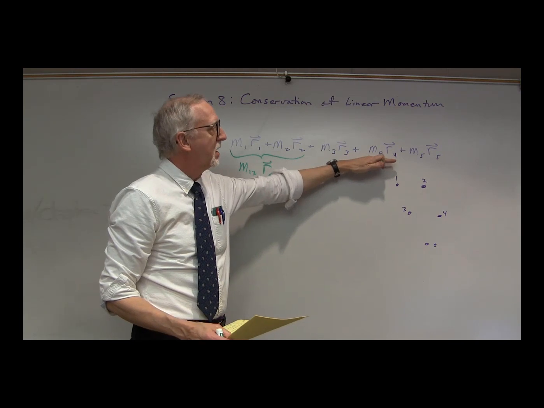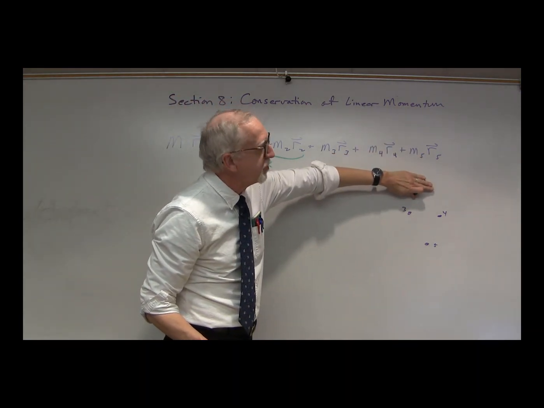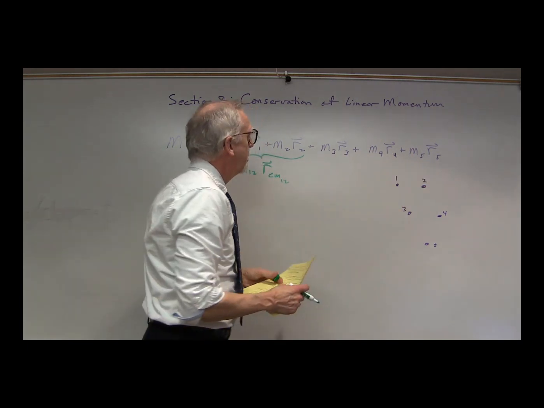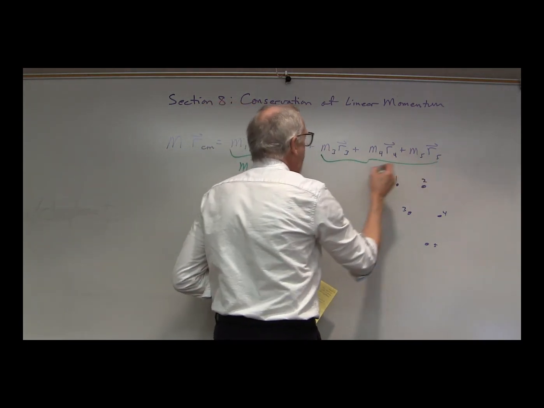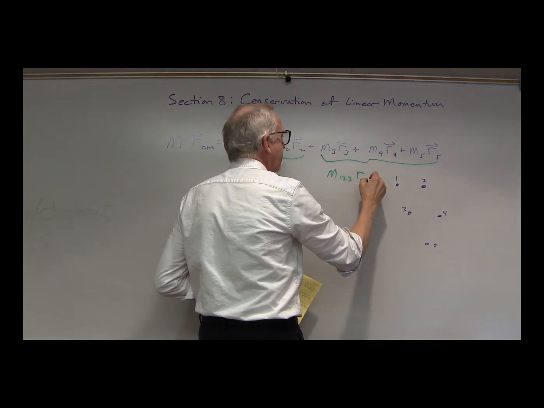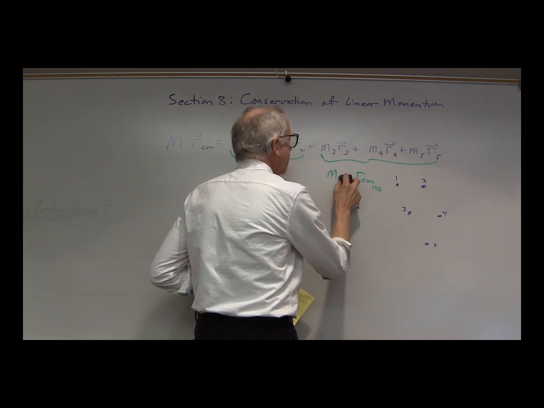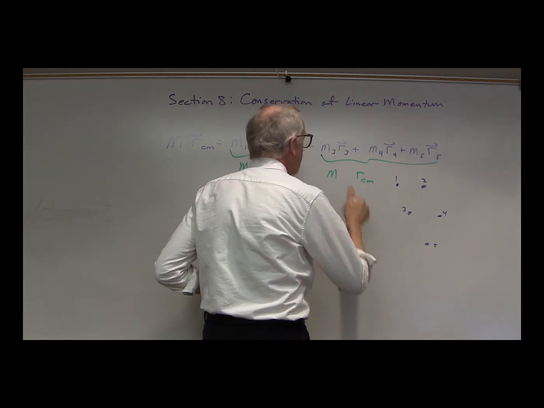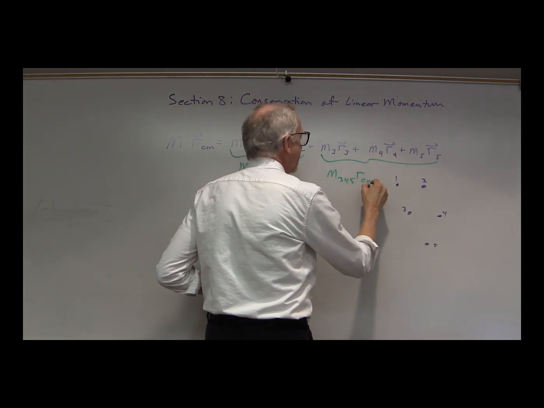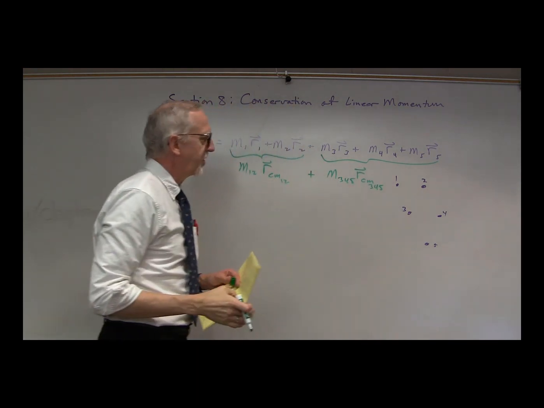Well, what about this? Well, that would be the center of mass that we would have defined if we only had m3, m4, and m5. So this we might think of as m345 times our center of mass of 3, 4, 5. And we are adding them together.